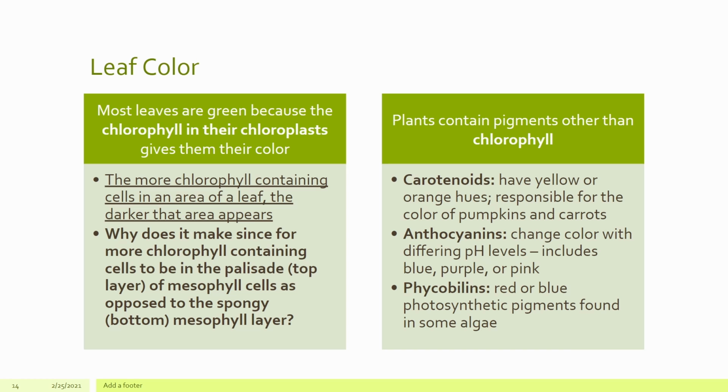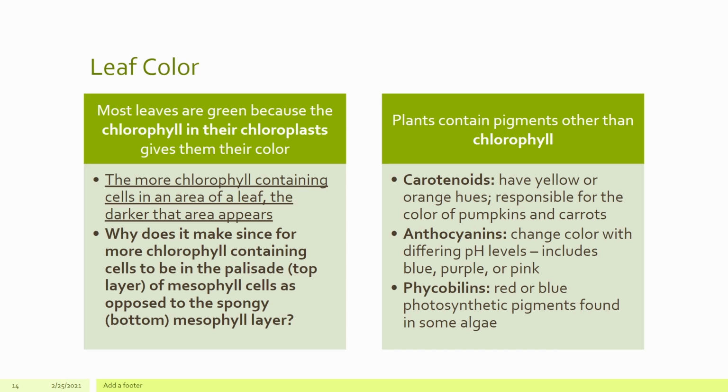We can also talk about leaf color, so we have to talk about chlorophyll. Most leaves are green because the chlorophyll in their chloroplast gives them their color. The chlorophyll reflects green and absorbs everything else. The more chlorophyll containing cells in an area of a leaf, the darker the area appears.